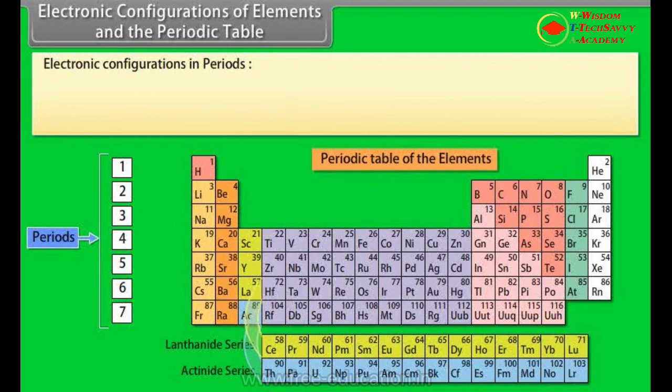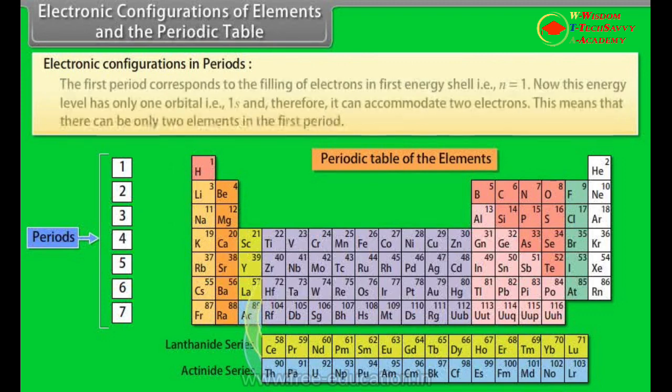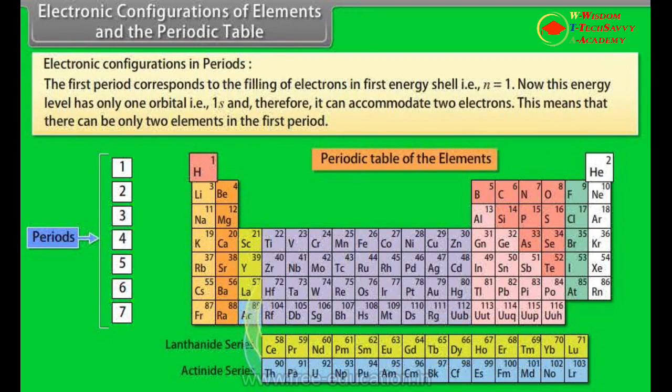Electronic configurations in periods. The first period corresponds to the filling of electrons in the first energy shell, that is, n equals 1. Now, this energy level has only one orbital, that is 1s, and therefore it can accommodate 2 electrons. This means that there can be only 2 elements in the first period.